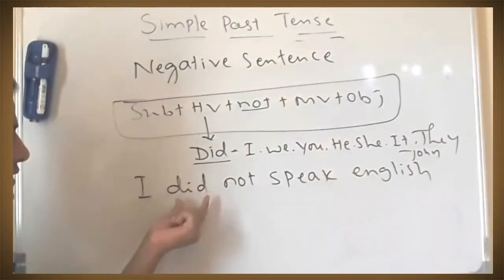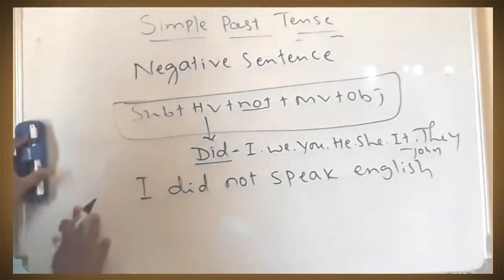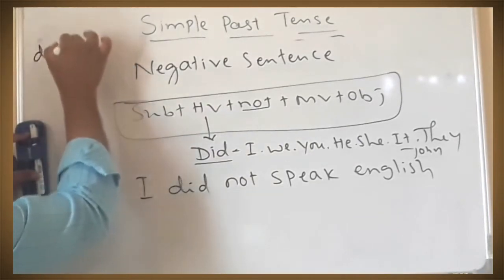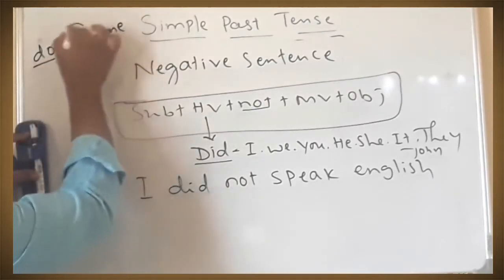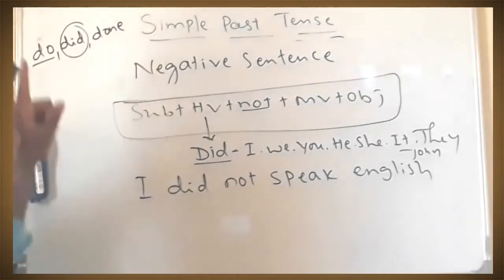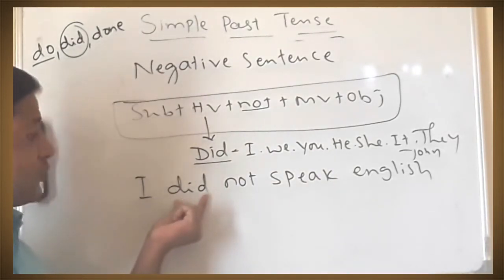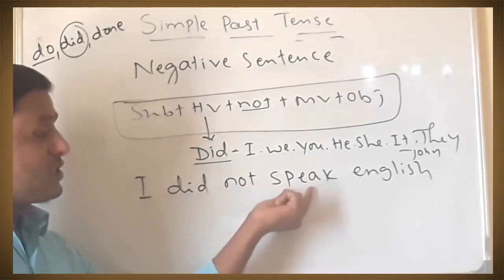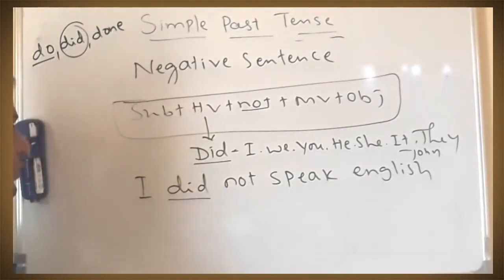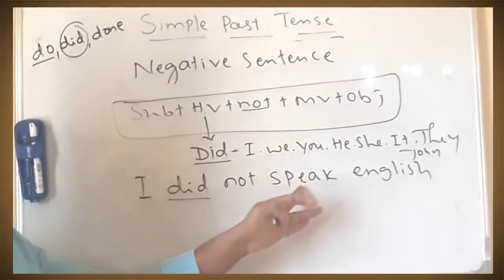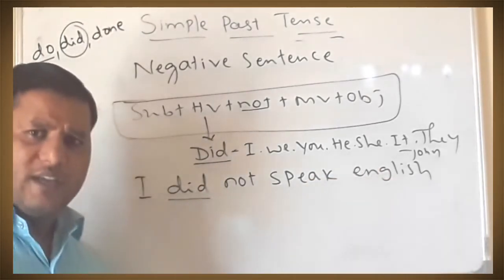Why? Because this did is the second form of the verb. See here, do, did and done. Already the do form has become did, so that's why did itself is the helping verb here. So you should not write spoke again, because did has already become the second form of the verb, so we have to use as usual the main verb here. So I did not speak English. I think you have got it clear.